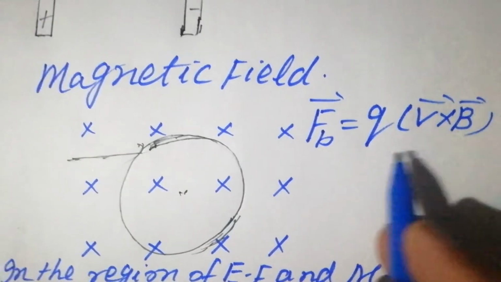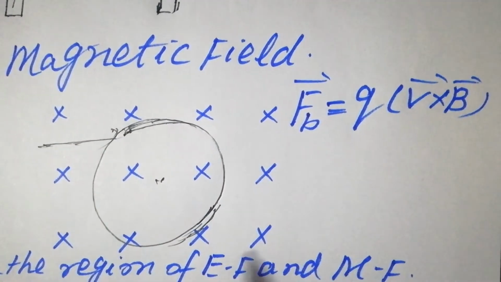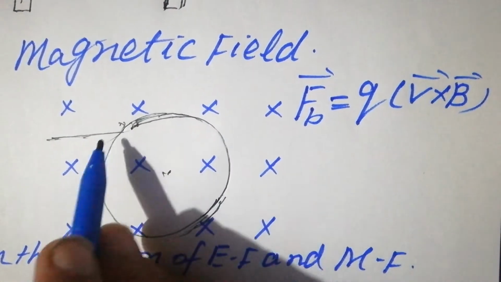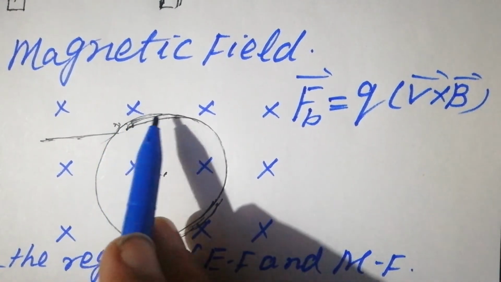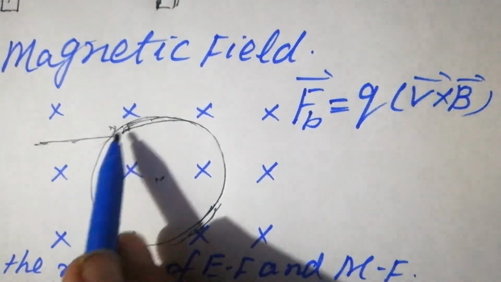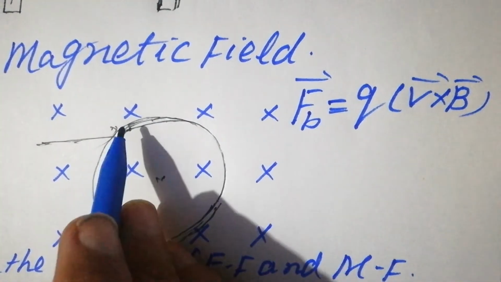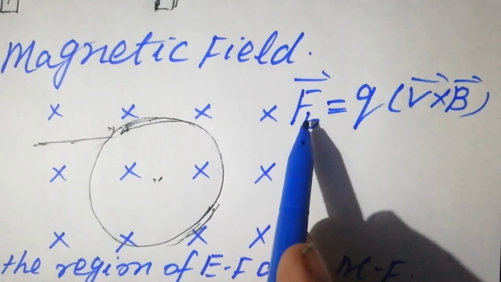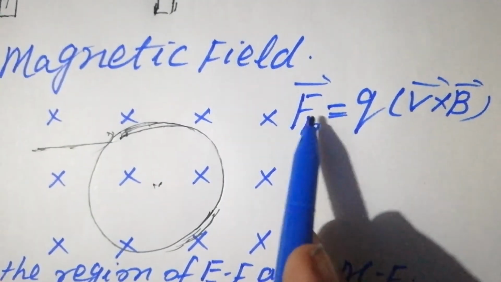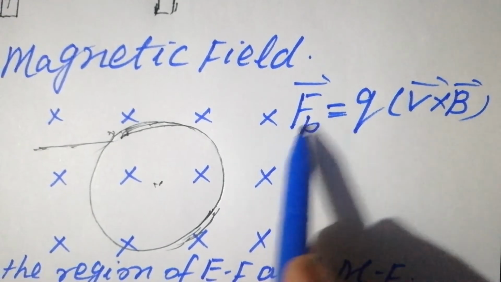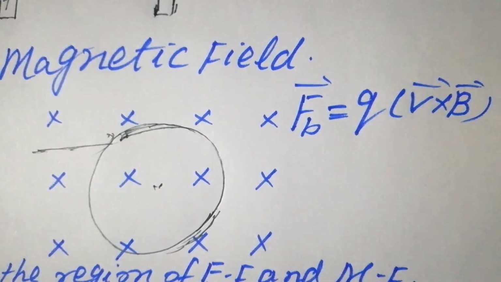B is the strength of the field, FB is the magnetic force, and it will act on that charge, and the charge will start moving in a circle as shown in that particular diagram, and its value is given by FB is equal to QV cross B. So that is the magnetic force, and the vector quantity FB is equal to QV cross B.